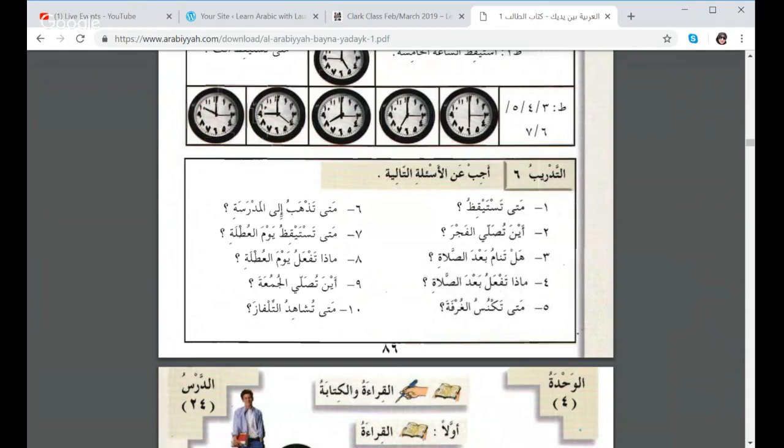Aina tusallina al-fajra? That means where do you pray the Fajr? Not when. Aina tusallina al-fajra? Al-masjid. How do you say, I pray? Usalli. Usalli al-fajra fil masjidi. Very good, excellent.